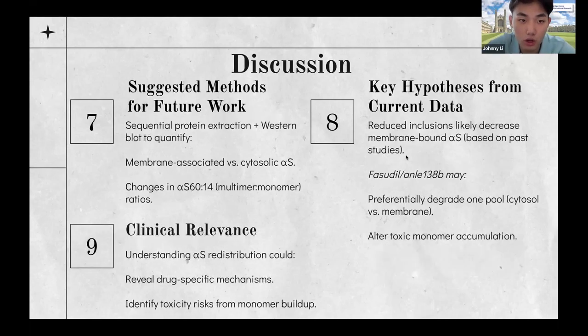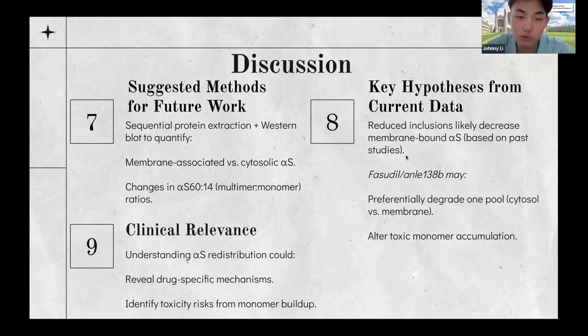Now, on to the future work, hypothesis and clinical relevance. One important limitation of our study is that we did not explicitly measure alpha-synuclein redistribution, specifically the balance between cytosolic and membrane-associated alpha-synuclein. This could be addressed using sequential protein extraction and Western blotting. This had previously been done by Dr. Ulf Detmer in his lab. Our data suggests that reduction in inclusions may correlate with decreased membrane binding, but this also remains to be tested.